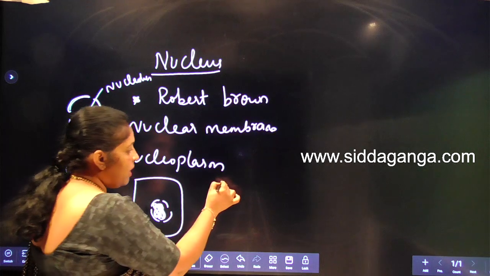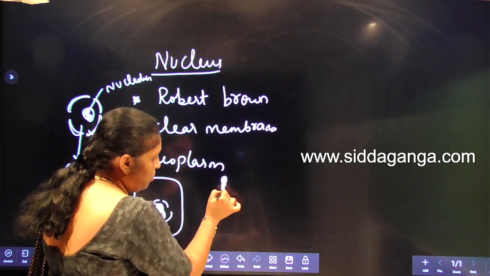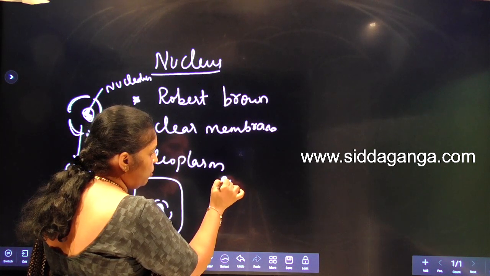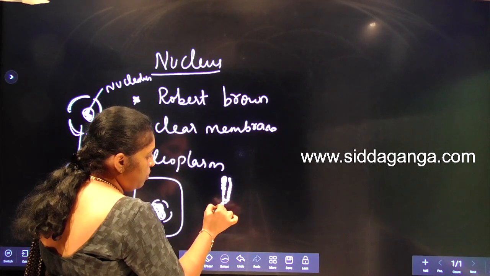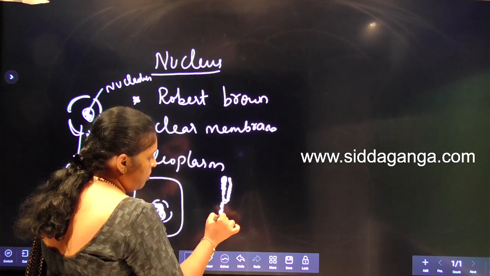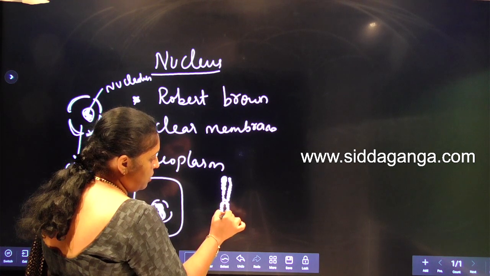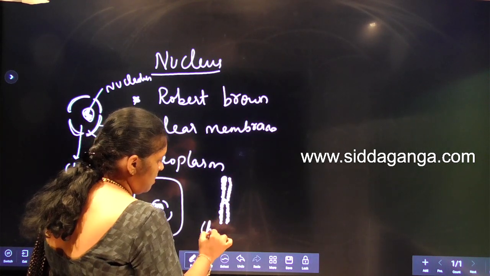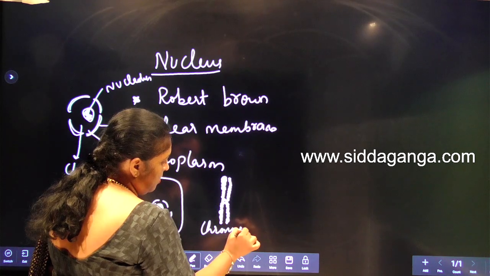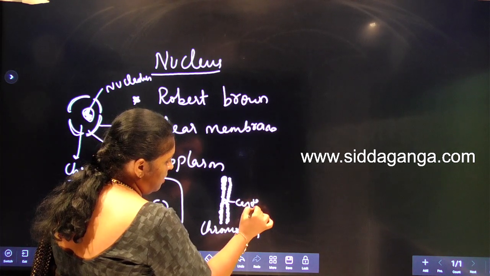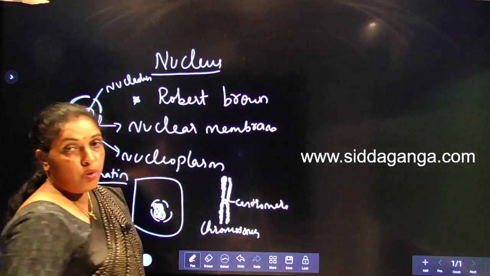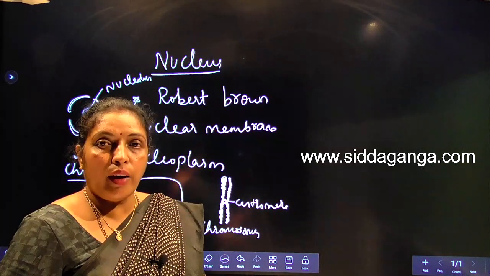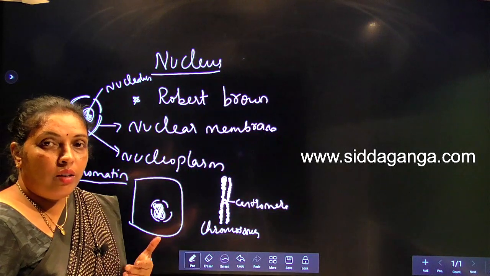This chromatin condenses like this. It coils on itself, condenses, and forms a structure called chromosomes during cell division. Like this. So this is the centromere. Based on centromere, chromosomes are again of different types: metacentric, submetacentric, telocentric, acrocentric, like that. We'll study that in our regular classes.